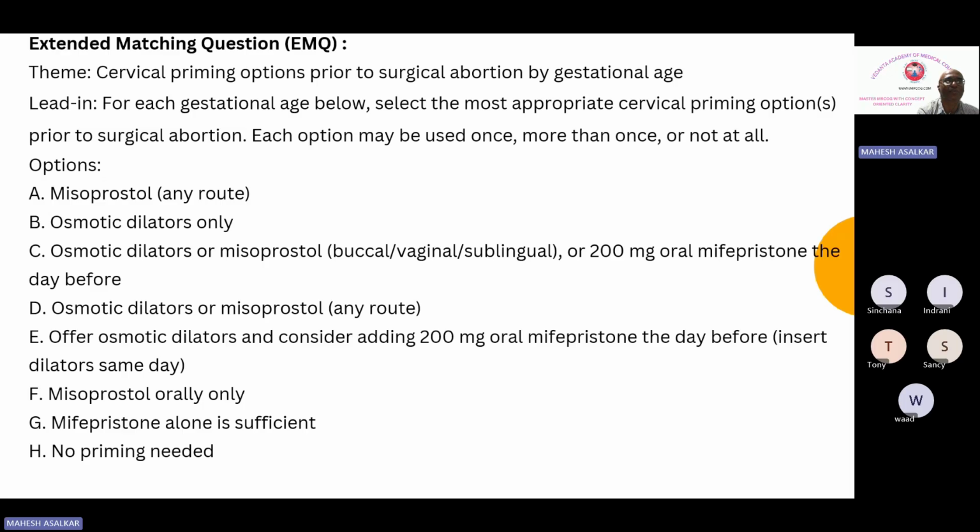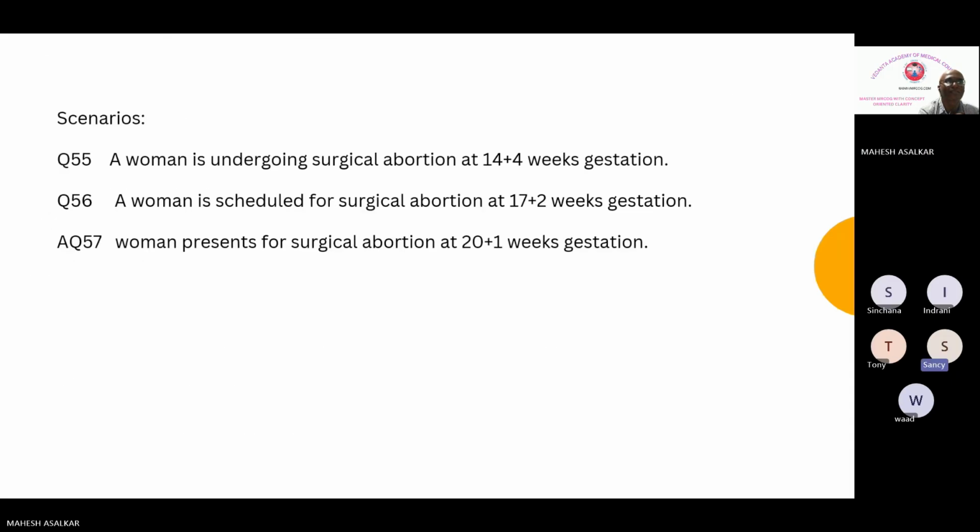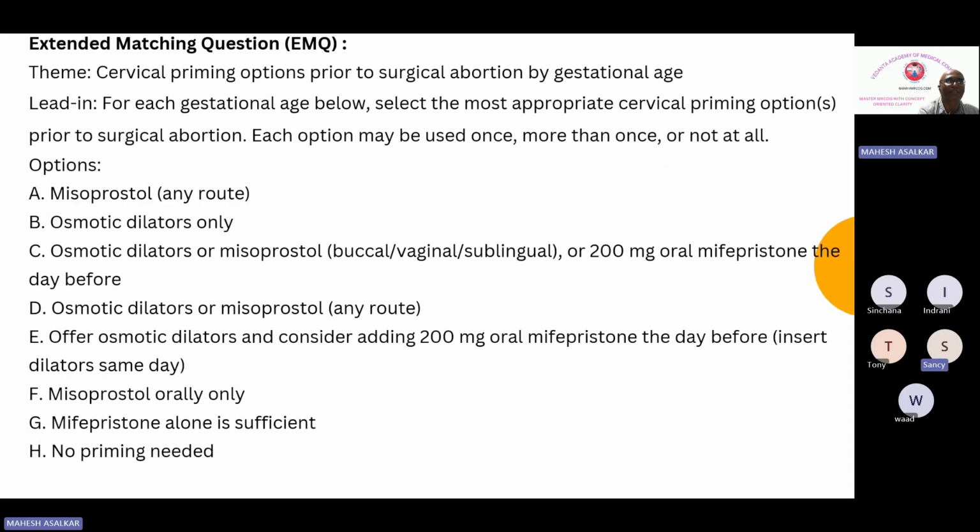Yes, this is an EMQ, an extended matching question. The theme is cervical priming options prior to surgical abortion by gestational age. Lead in: for each gestational age below, select the most appropriate cervical priming option prior to surgical abortion. Each option may be used once, more than once, or not at all. A woman is undergoing surgical abortion at 14+4 weeks of gestation. What will be the cervical priming?